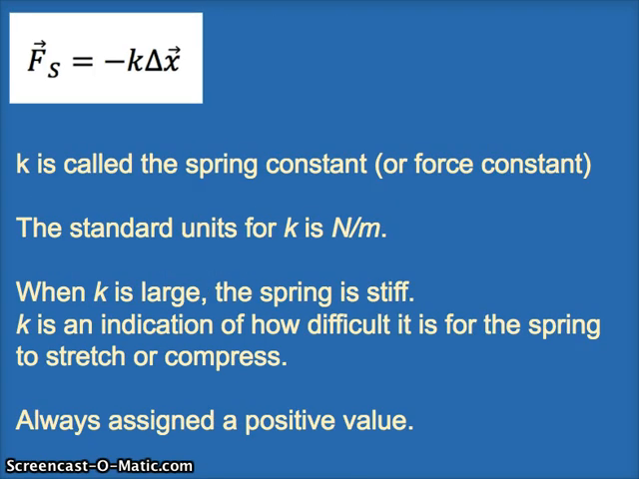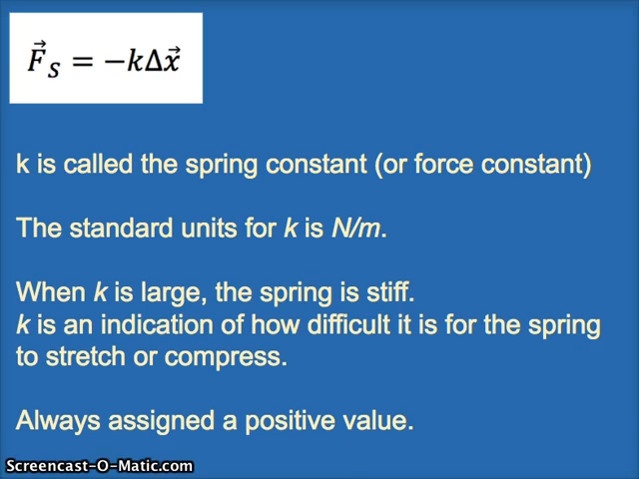So again, K is called the spring constant or sometimes the force constant. And if we used our standard units for force and delta x, we would expect K to be measured in newtons per meter. Notice, not newton meters like we used for torque, but newtons per meter, the proportionality constant between the force and the distance stretched.